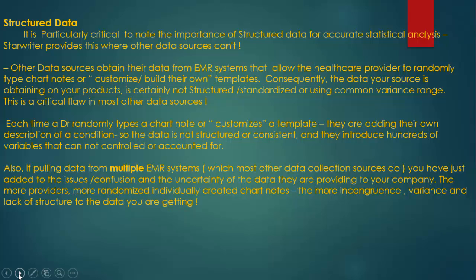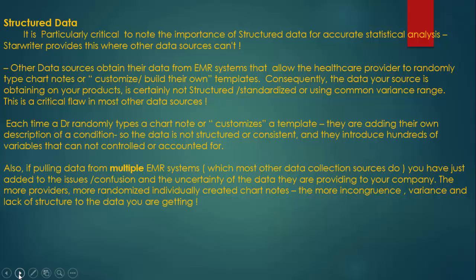So we just talked about the challenges and the issues we run into with pulling data from EMR systems that allow the doctor to type or build a customized template, the variances in our data that we can't possibly account for. Now, if we add pulling from multiple systems, we're literally adding that condition exponentially. So now we've got the same condition not only times one EMR system, but times every other EMR system that your current data source tries to pull the data from.